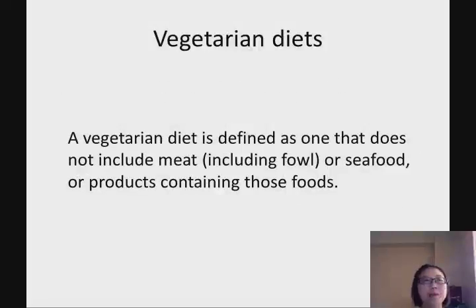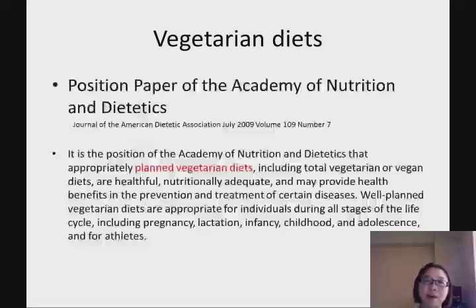All right, we are going to talk about another topic, which is called vegetarian diet. And a vegetarian diet right now is very popular. It is defined as one that does not include meat, including fowl or seafood, or products containing those foods. Of course, among those vegetarian diets, there are different kinds. Okay, but before we talk about different kinds of vegetarian diets, we want to know about the position paper from the Academy of Nutrition and Dietetics.